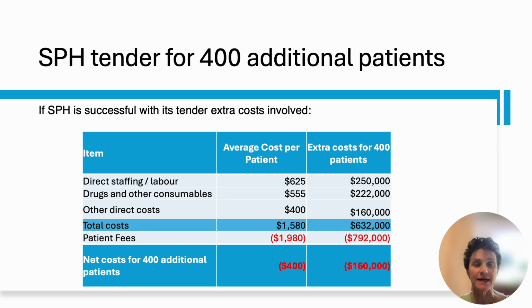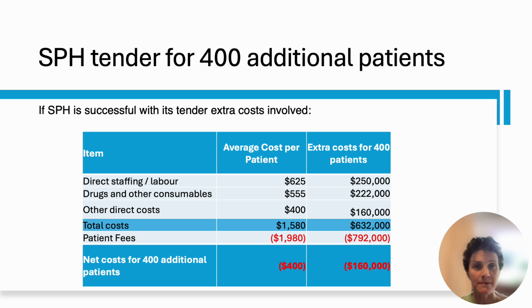Question 3 asks about a tender in which the government will pay Springfield Private Hospital a fixed fee to provide services for 400 patients. Overheads and the cost to treat each patient will remain the same. Extra cost involved will be the variable costs for staffing and labour, drugs and other consumables, and other direct costs. These costs total $622,000 for the 400 patients. These will be offset by the fees paid by the additional 400 patients of $1,980 each, a total increase in income of $792,000. This gives a total net income of $160,000 for the 400 new patients.